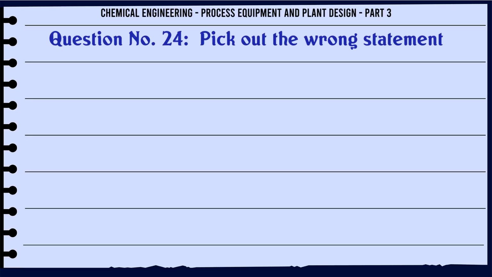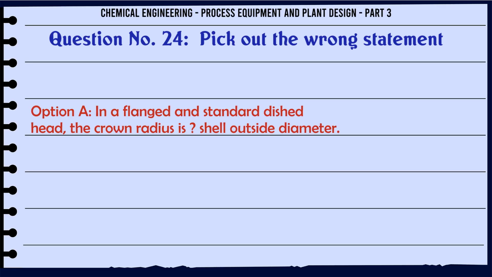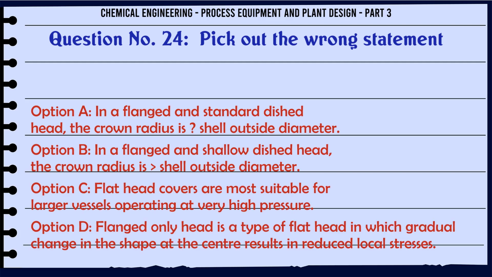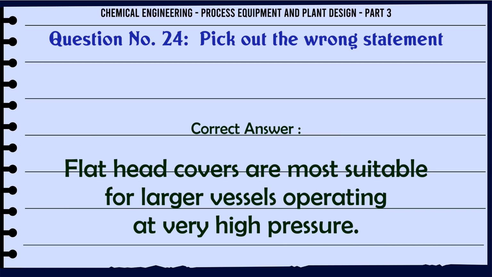Pick out the wrong statement. A. In a flanged and standard dished head, the crown radius is shell outside diameter. B. In a flanged and shallow dished head, the crown radius is shell outside diameter. C. Flat head covers are most suitable for larger vessels operating at very high pressure. D. Flanged only head is a type of flat head in which gradual change in the shape at the center results in reduced local stresses. The correct answer is flat head covers are most suitable for larger vessels operating at very high pressure.